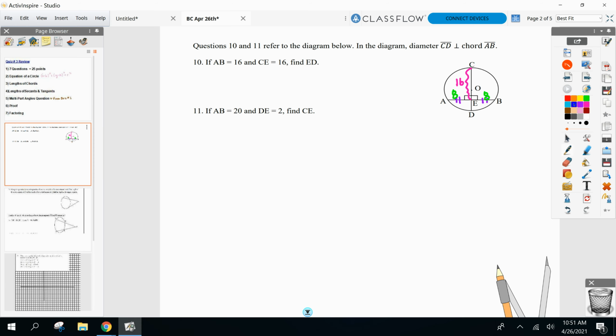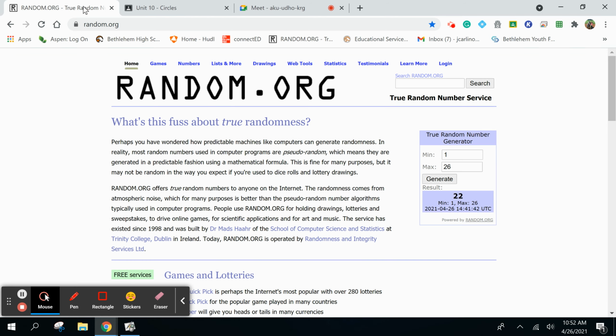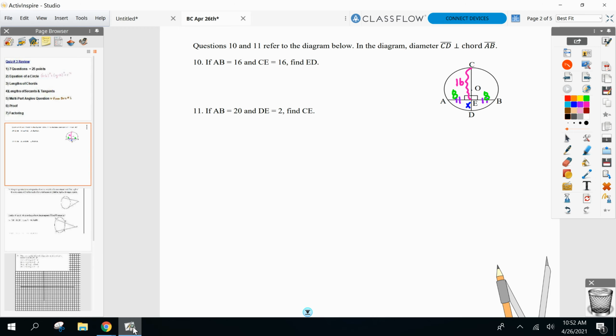How long is ED? All right, what do I need here? What do I need to find the length of ED? And I am going to call on people here because we need to review. And some of you need to take this pretty darn seriously. First grade of the fourth quarter. Hayden, any idea what I can set up here to find X?